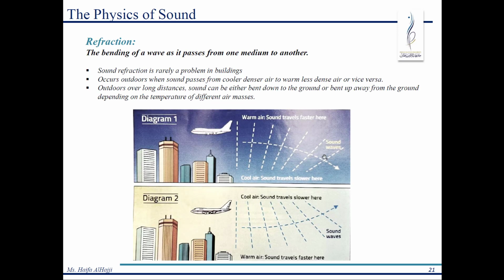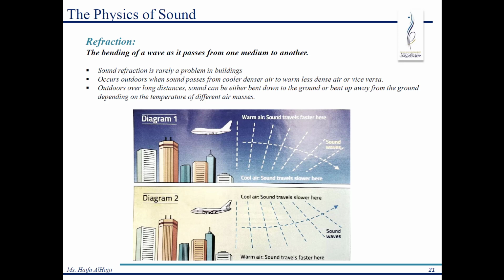Now refraction. Refraction is the least important interaction of sound in architecture. Refraction happens when sound travels from a cold area into a hot area. Usually this affects the sound from the sky to the earth. So if the sky is warm, as we can see in here, and the air near the earth is cooler, the sound will bend more toward the earth. Now, if we have the opposite, the sound will bend outward.